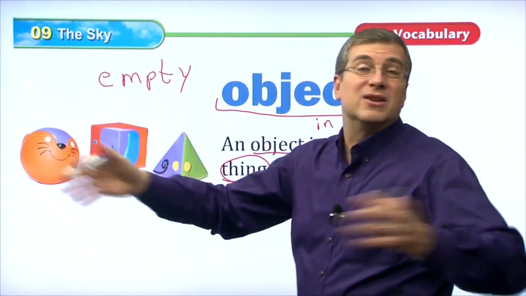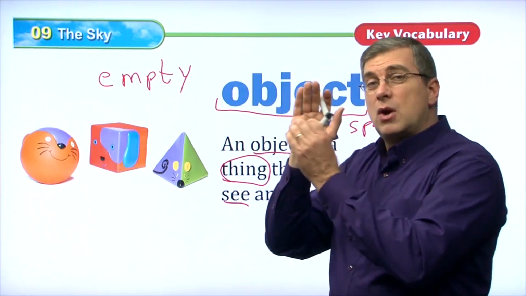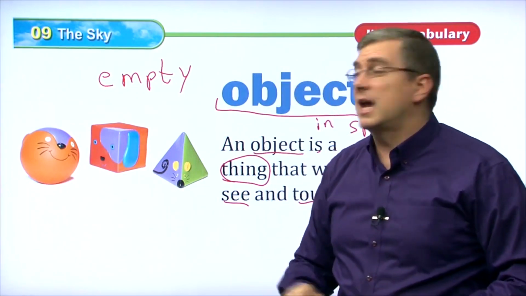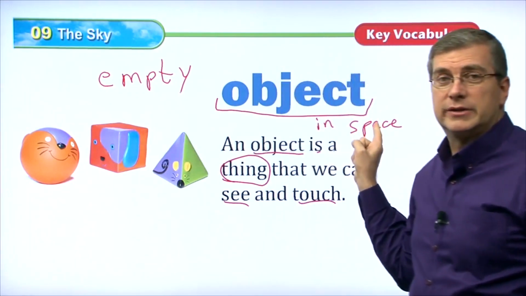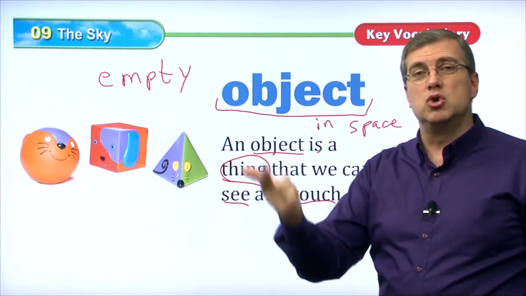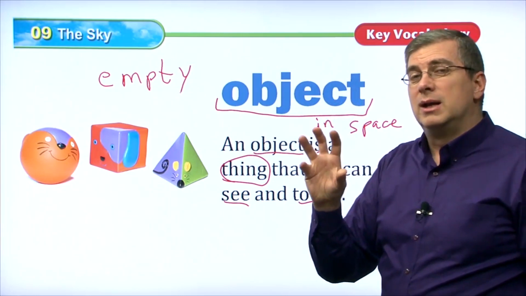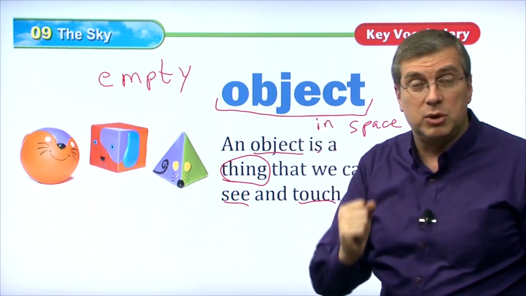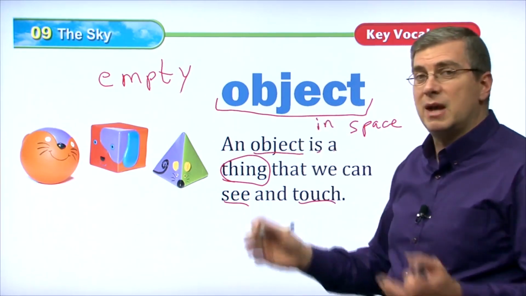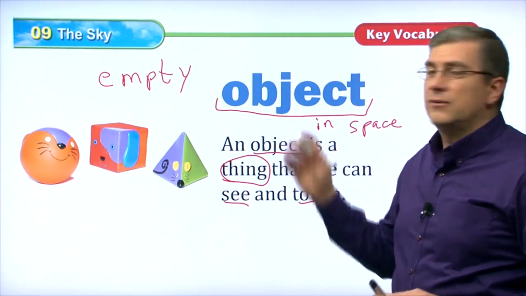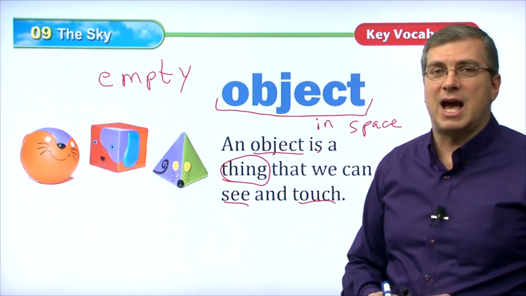Most of space is empty. There's nothing there. So when astronomers or scientists look into the sky, they are looking for objects. Objects can be planets, moons, stars, parts of planets, or objects smaller than planets, like Pluto. Pluto is not a planet because it's not big enough. So they're looking for some type of object in the sky.